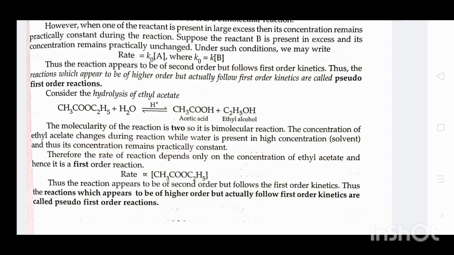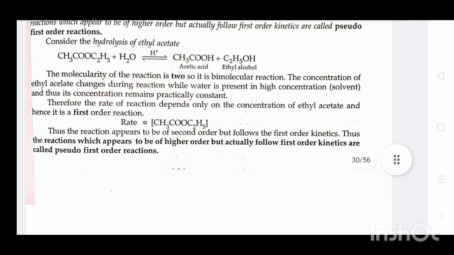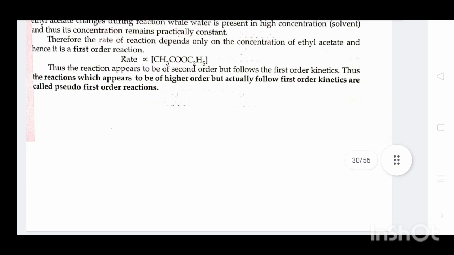Consider the hydrolysis of ethyl acetate. The molecularity of the reaction is 2, so it is a bimolecular reaction. The concentration of ethyl acetate changes during the reaction while water is present in high concentration and thus its concentration remains practically constant. Therefore, the rate of reaction depends only upon the concentration of ethyl acetate and hence it is a first order reaction. Rate is directly proportional to [CH3COOC2H5]. Thus, the reaction appears to be second order but follows first order kinetics. Reactions which appear to be of higher order but actually follow first order kinetics are pseudo first order reactions.